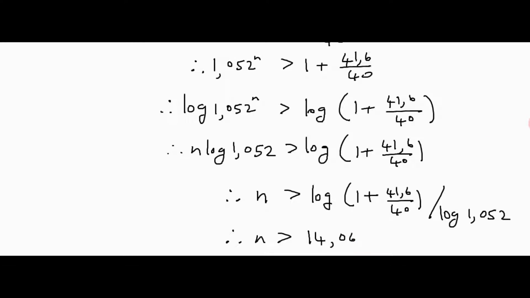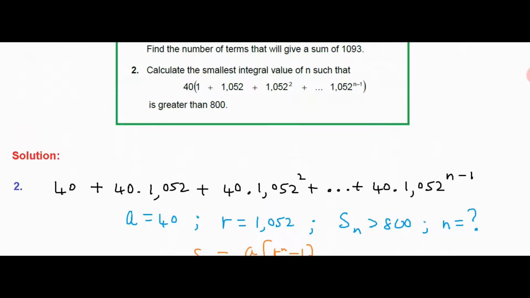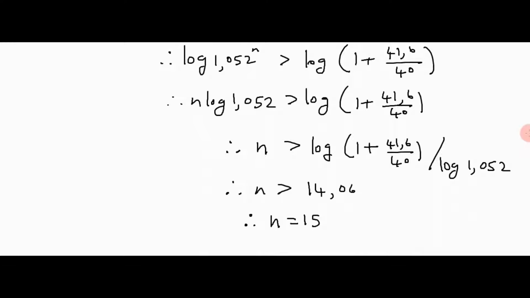So n is greater than 14,06. Now, the natural number closest to 14,06 but greater than it is 15. So this means that n equals 15. To go back to the question, we needed to find the smallest integral value for n such that this sum is greater than 800. And we see that n comes to 15. So this is the smallest integral value for which the sum is greater than 800.